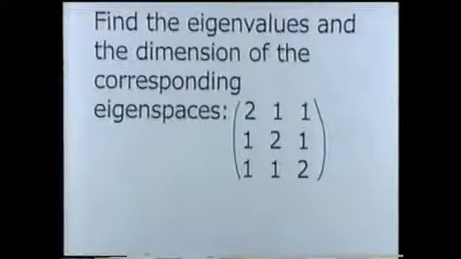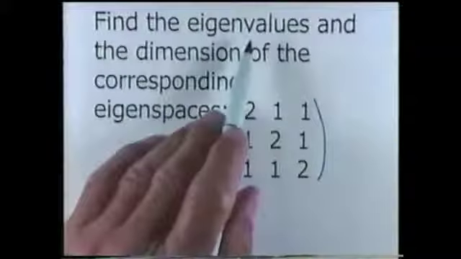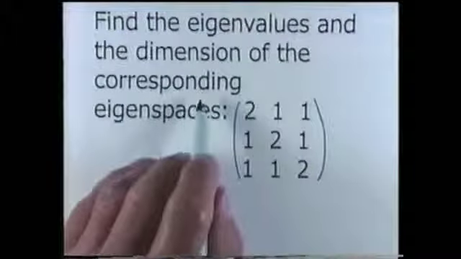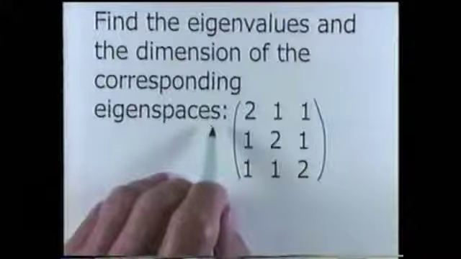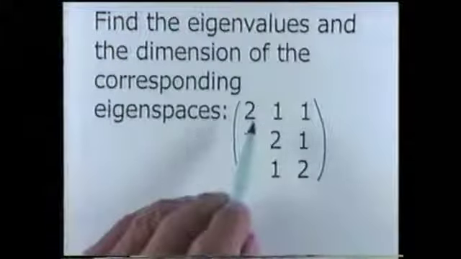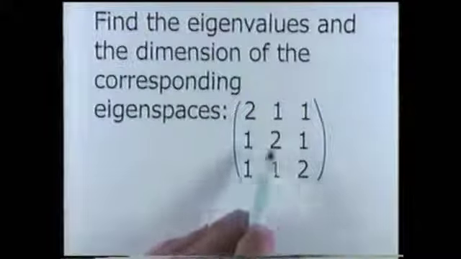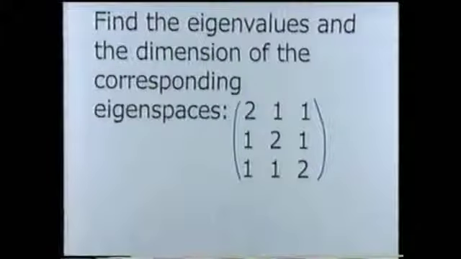Look at an example. Find the eigenvalues and the dimension of the corresponding eigenspaces for the matrix 2, 1, 1, 1, 2, 1, 1, 1, 2.